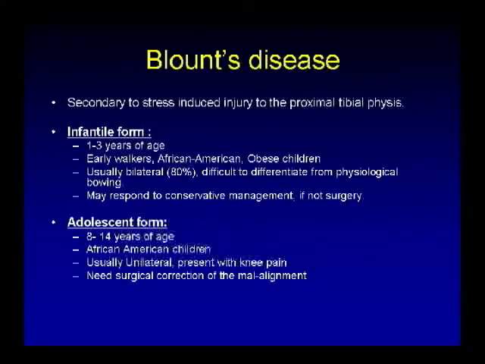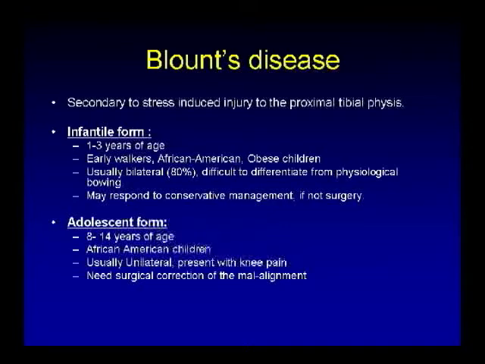Blount's disease has a bimodal peak of distribution. It can be encountered in the infantile age group, and a second spurt is encountered in the adolescent age group. Both have different presentations and prognosis. The infantile form usually is bilateral, and so sometimes it is difficult to differentiate from physiological bowing, especially from 2 to 3 years of age.